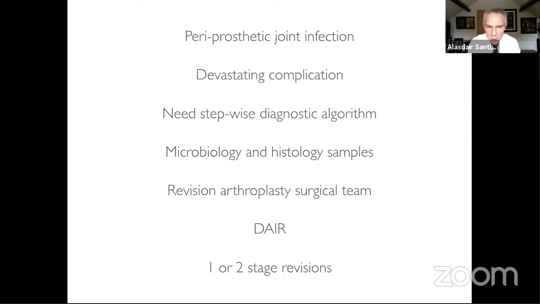So I've very briefly gone through some peri-prosthetic joint infections. We know it's a devastating complication. Having a stepwise diagnostic algorithm, I think, really helps make sure everyone is doing the same thing, getting the same answers. Taking microbiology is important, but also histology, I would argue, is important as well. Making sure that revision orthoplastic surgical teams are looking after these patients, particularly if they're doing a DARE. And then, if in doubt, moving on to a 1 or 2 stage revision, which I think Peter's going to discuss about the pros and cons of both of those.